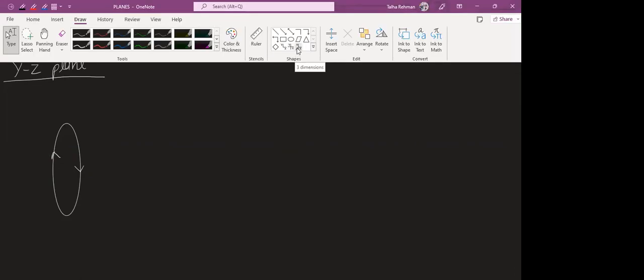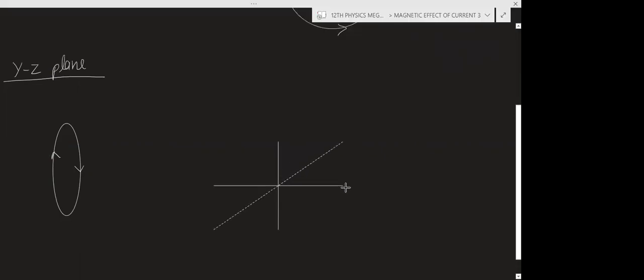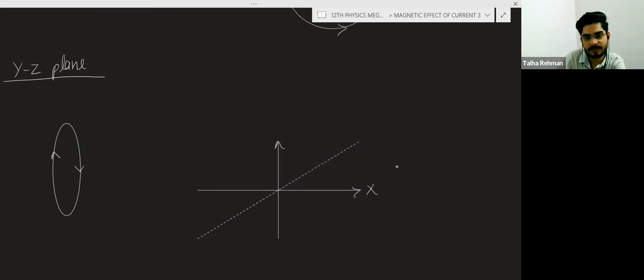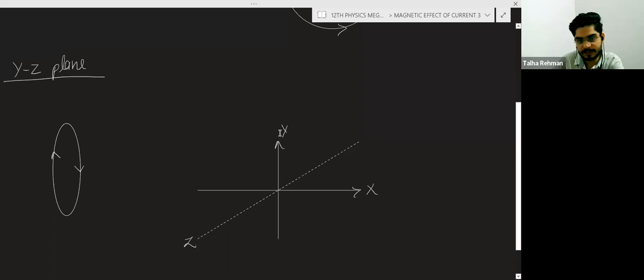YZ plane. This is the x-axis, this is the y-axis, and this is the z-axis. The xy plane is on your screen, and the z-axis is perpendicular to that. So I am just removing it. I think you will get confused.